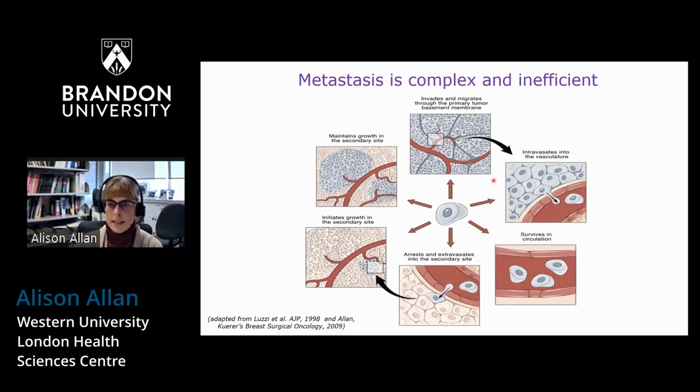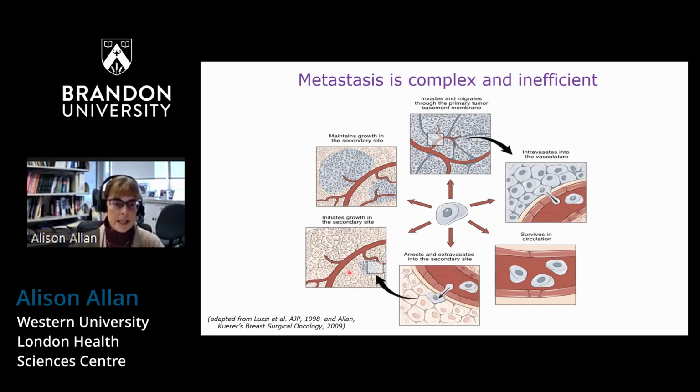Once it's in the vasculature, it does this process called intravasation, which is basically invasion from the primary site into the bloodstream. The cancer cell has to survive in the circulation, and that's survival from immune attack, but also from things like shear stress, the physical pressure of the blood flow. Then a cancer cell will come to a secondary site, such as the lung, where it will usually arrest in the capillary bed, but it has to then extravasate, or invade out, into that secondary site.